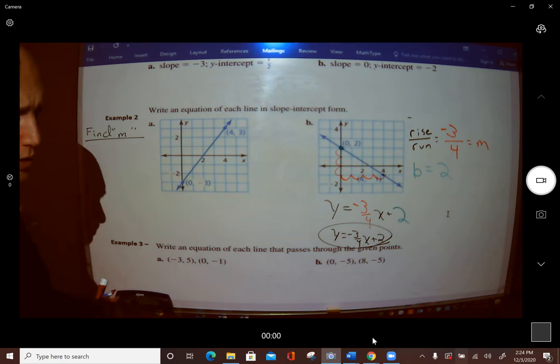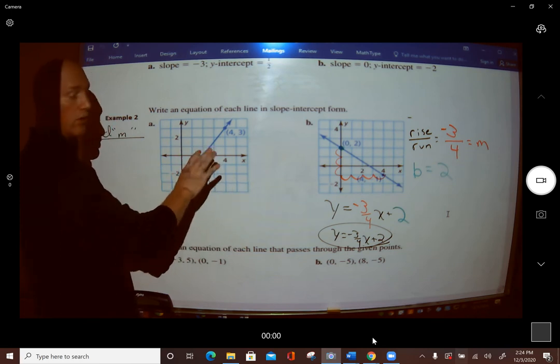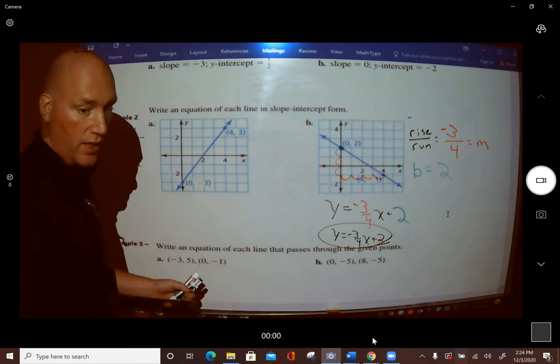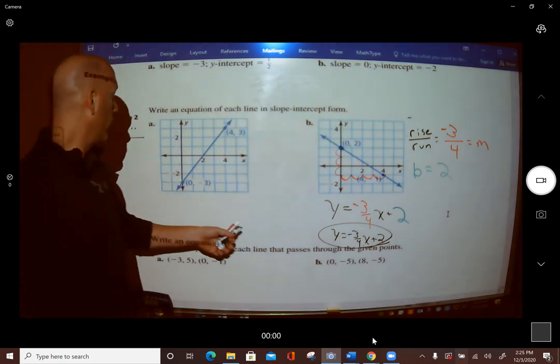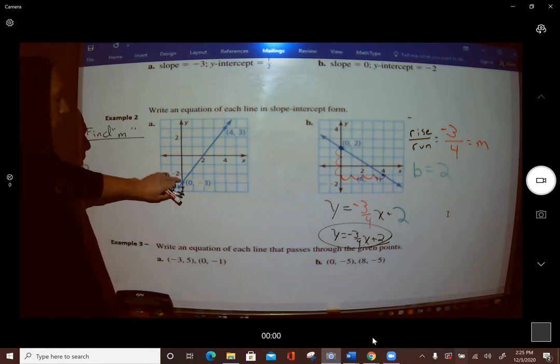Okay? So, for the first two examples, all you have to do is find slope, find y-intercept. That's never going to change, but how you find them is going to change. It can be given, or you can seek them out in a graph. You might have to count up and over and just find your y-intercept.